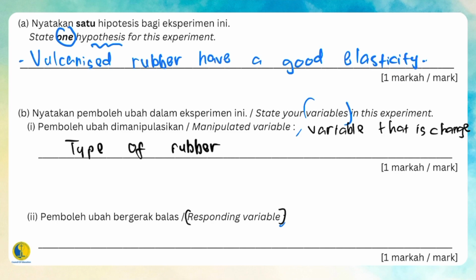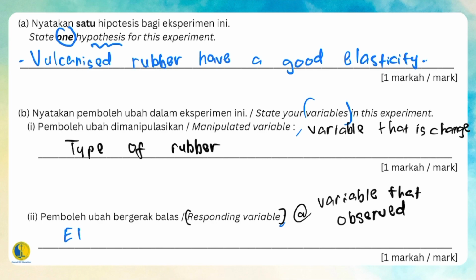So if the next question asks you, what is the responding variable? The other word for responding variable, this is the important tip for today, is a variable that you observe at the end of the experiment. What do you observe at the end of the experiment? That indicates this is a responding variable. So what is the responding variable? The length of the rubber, the elasticity of the rubber.